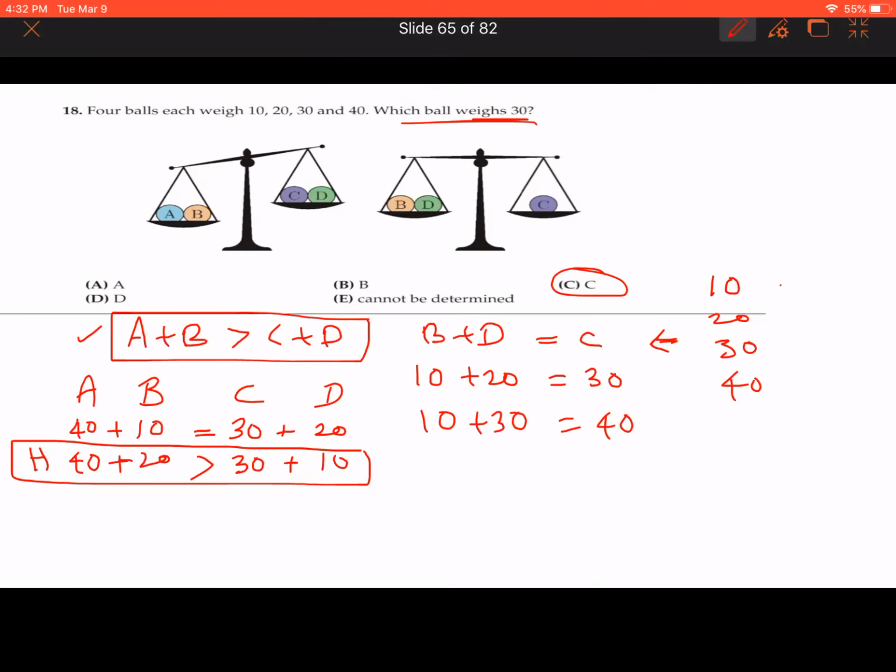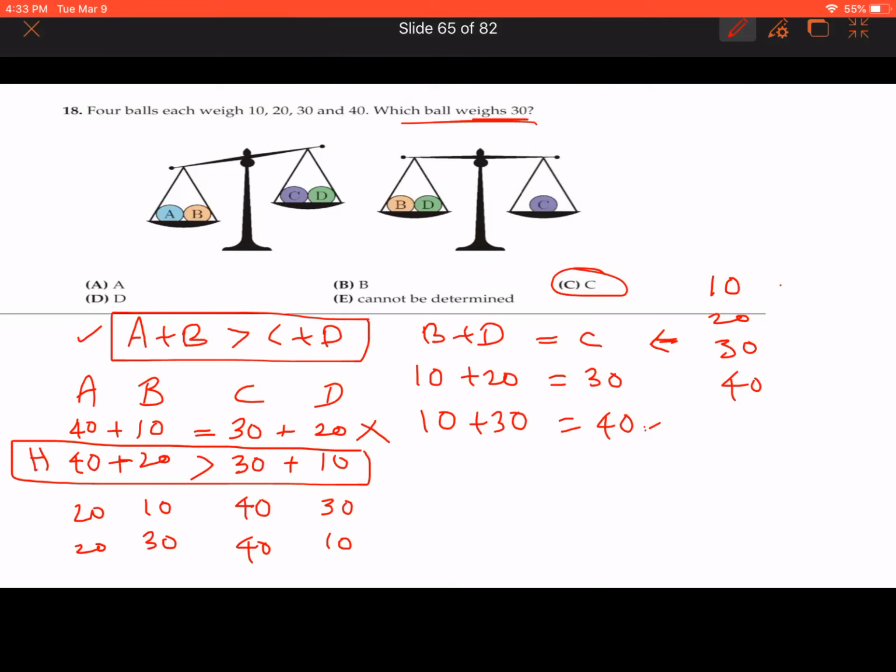Okay, but some of you may have the doubt that, since I have selected C as 30, we have got 2 equations and we have eliminated one of them because it's not satisfying the first pan's value. Why not check with the second value? So substitute the value of C as 40, then B can be 10 and D can be 30, or B can be 30 and D can be 10, and now A takes up the value of 20, right?